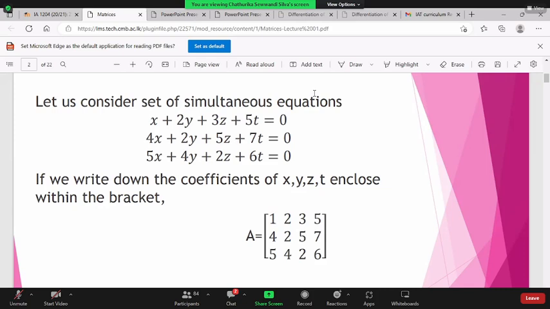The first thing that would come to our mind is, what do you mean by a matrix? You have worked with matrices, so you know it is a set of numbers inside two square brackets. There are rows and columns. Sometimes within box brackets or curly brackets, there is a set of numbers. That is a matrix.